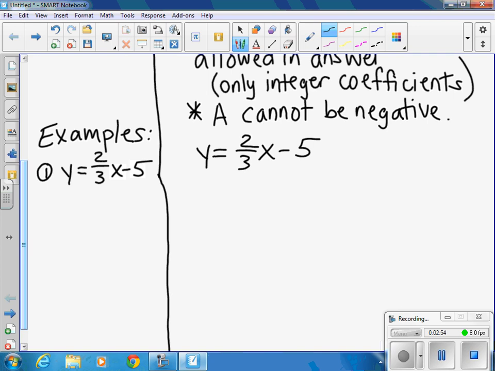First of all, it's not in the correct order. The x and the y are not on the left-hand side. And second of all, it's got a fraction in it. So my advice to you is, first and foremost, whenever possible, get rid of the fraction and make it go away from the beginning. So we do that by multiplying both sides by 3.